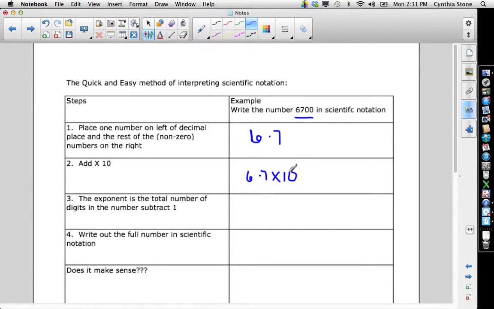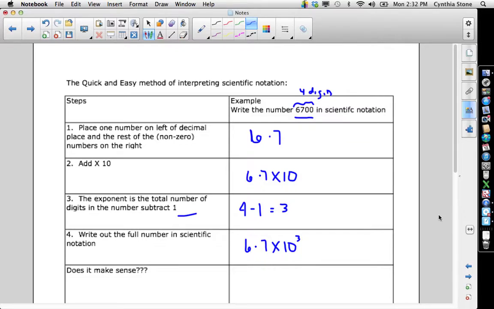And the real trick, really, is determining the number to put as your exponent. The number is the total number of digits subtract 1. So this has 4 digits, right? That's 4 digits. So my exponent then is going to be 4, take away 1, or 3. Okay? So then you just write out the full number: 6.7 times 10 to the 3. Okay? So that is 6,700 in scientific notation.